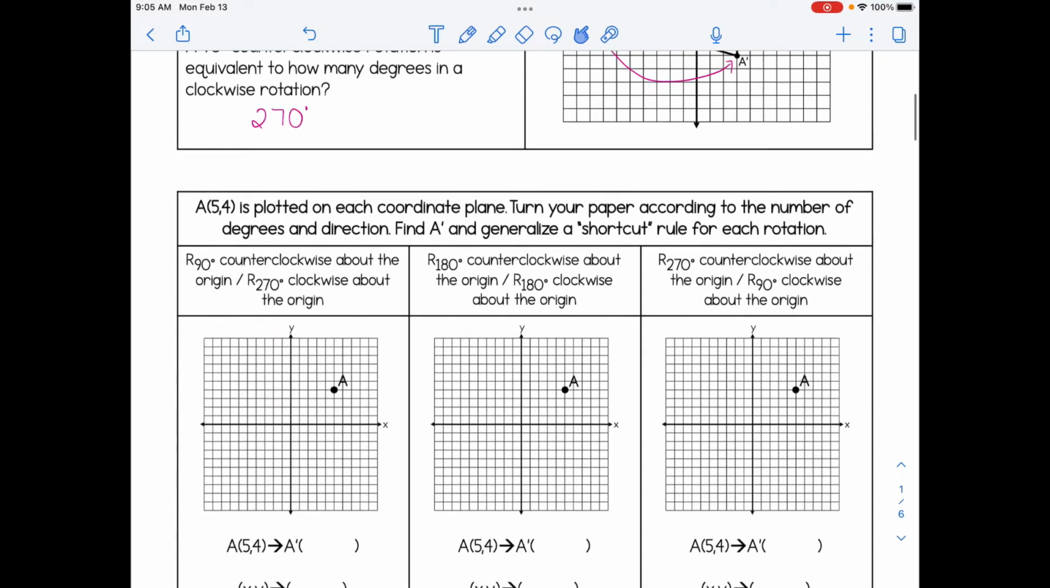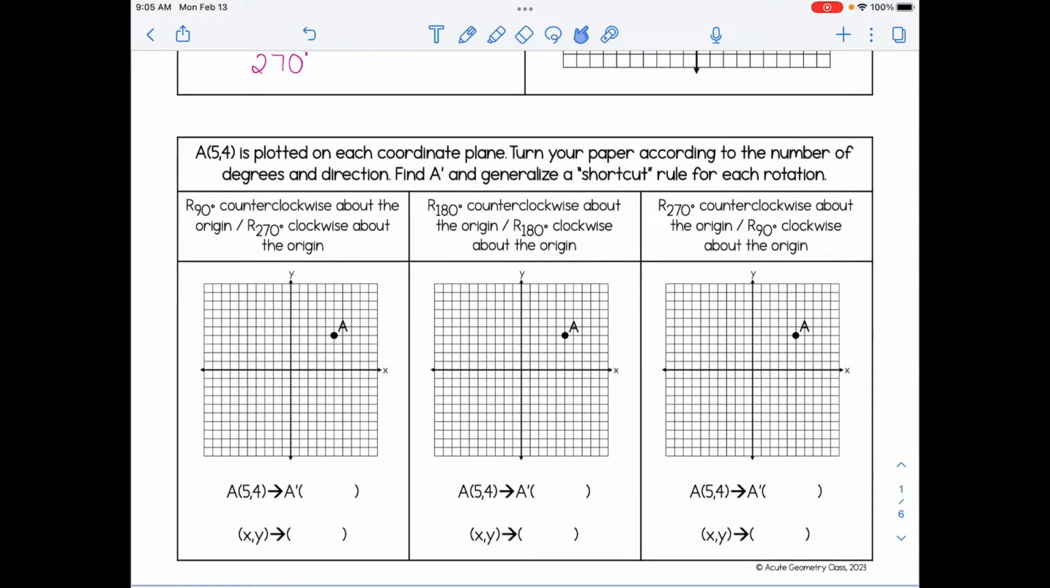All right, so for the remainder of our notes here, (5, 4) is plotted on each coordinate plane, and we're going to turn our paper. I'm going to do a little turning on my iPad here according to the number of degrees and the direction. We're going to find A prime, and then we're going to generalize a shortcut rule for each rotation so that if you prefer not rotating your paper, you can still figure out the coordinates of the image after a given rotation. So notice for each of the 3 columns here, there are 2 different ways that this rotation could be identified. The first is rotation 90 degrees counterclockwise about the origin, and the other is 270 clockwise.